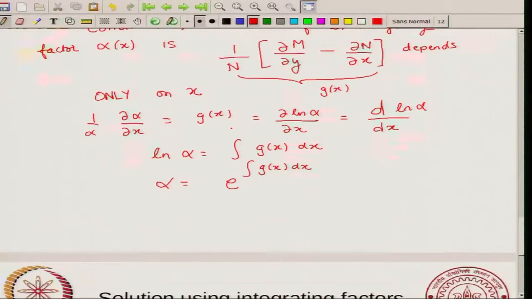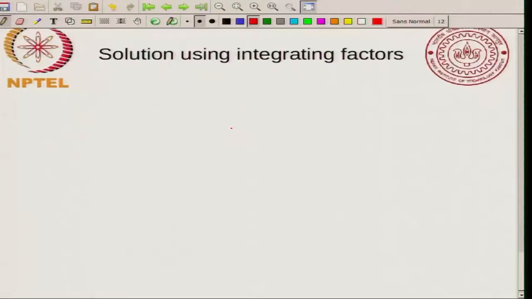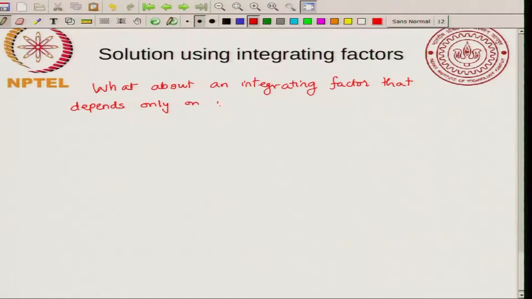Okay. So now we can do the same thing, we can ask, can we find an integrating factor that depends only on y? Let me call this beta of y. So beta of y is an integrating factor that depends only on y, that is independent of x. We can do exactly the same thing. So what you have is beta of y M of x,y dx plus beta of y N of x,y dy is exact.